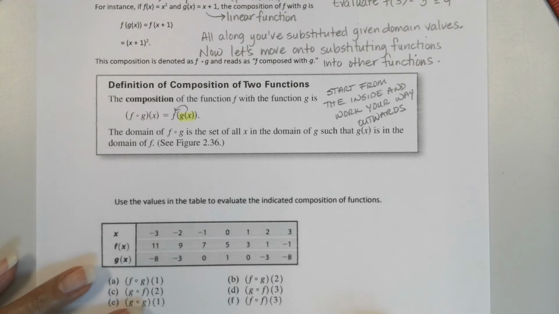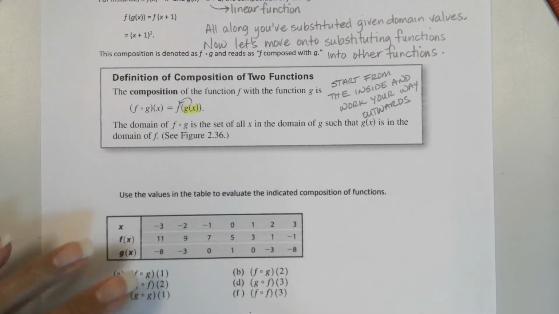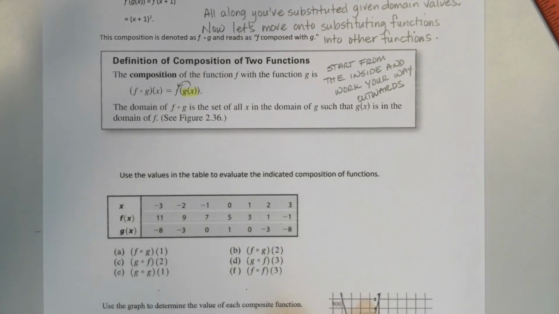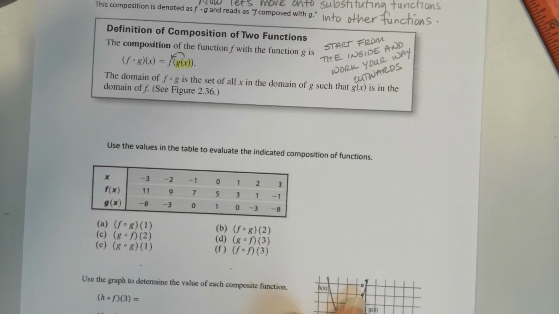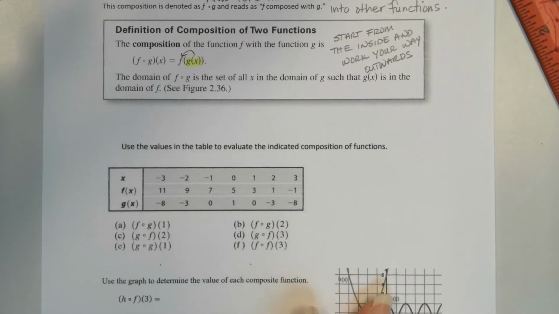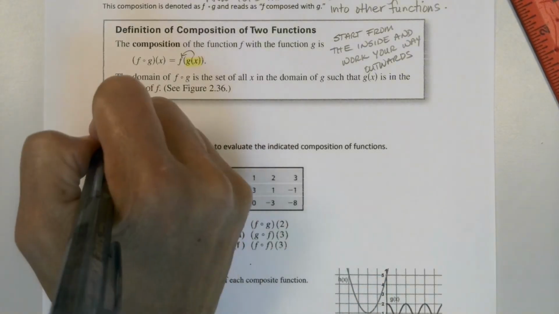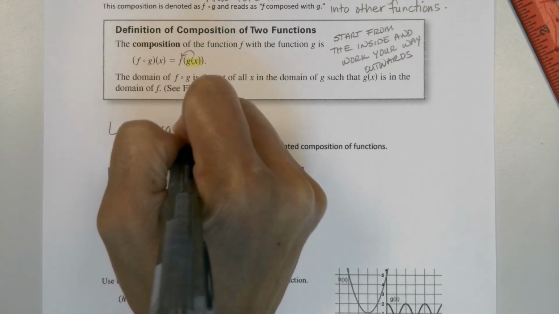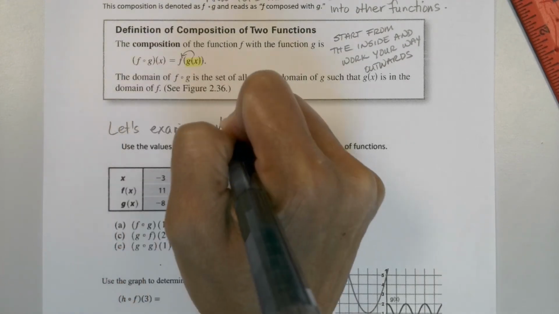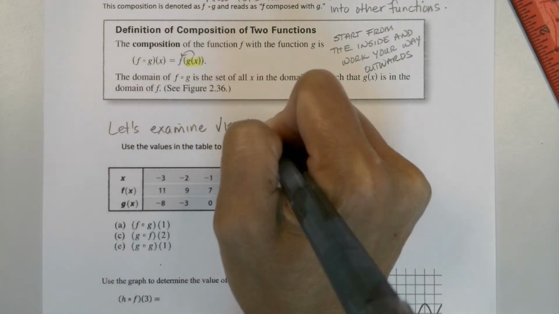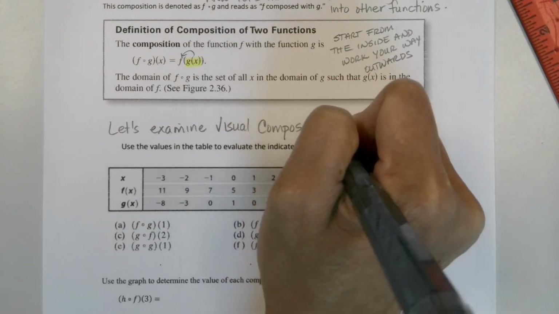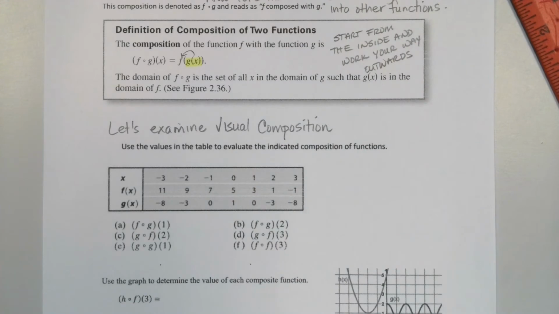I think the best way to introduce composition, if this is your first time, is looking at visual representations. So here, let's examine visual composition. And the visual composition can come in the form of tables or of graphs. So let's look at a table first.